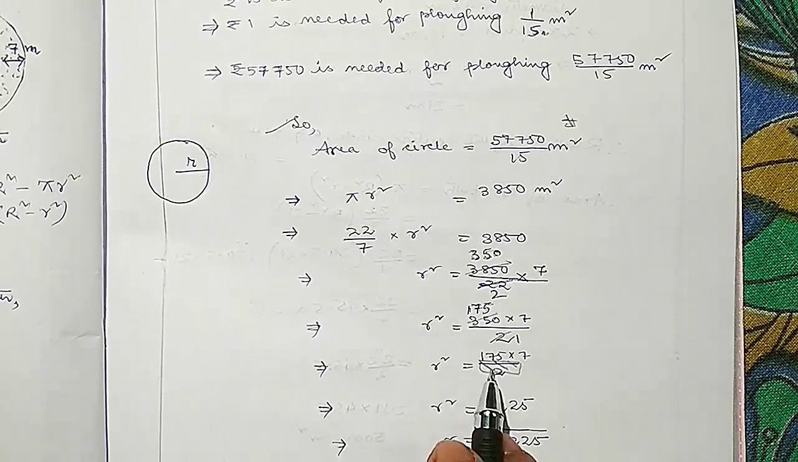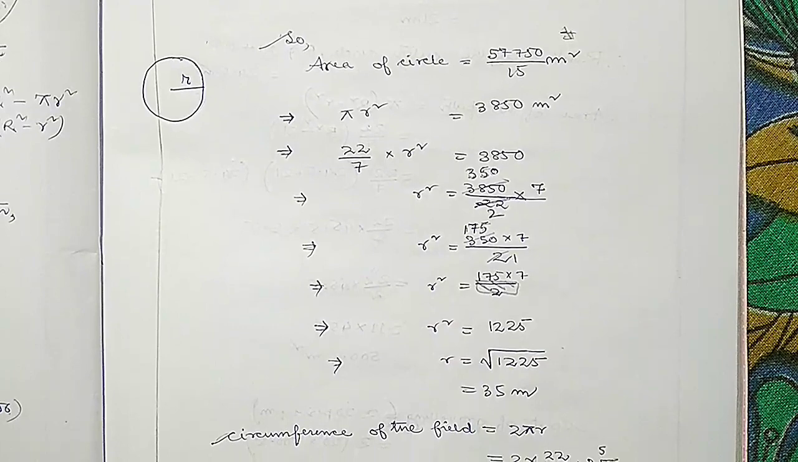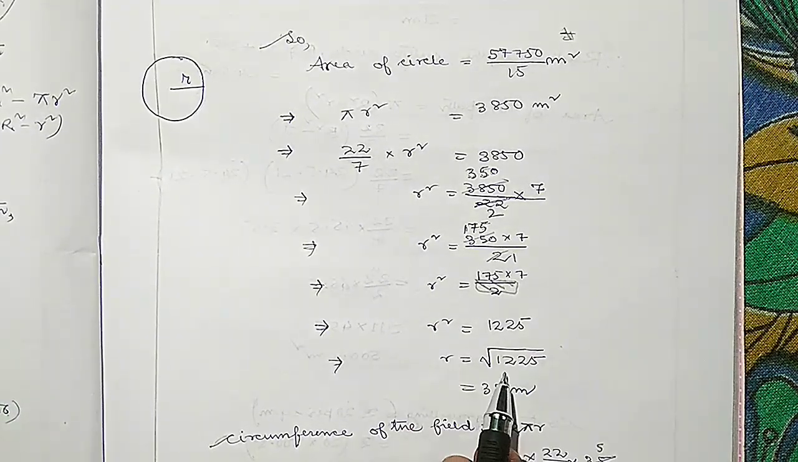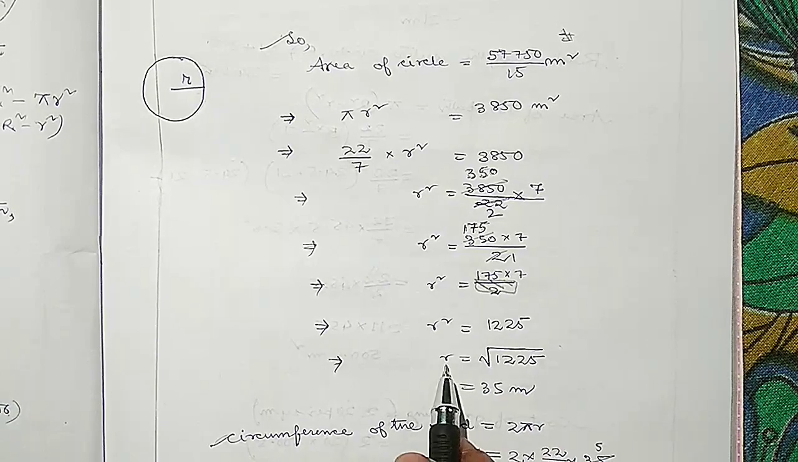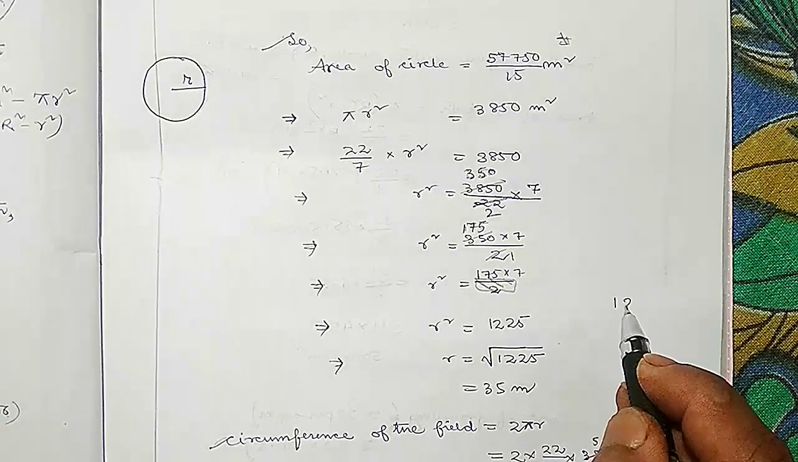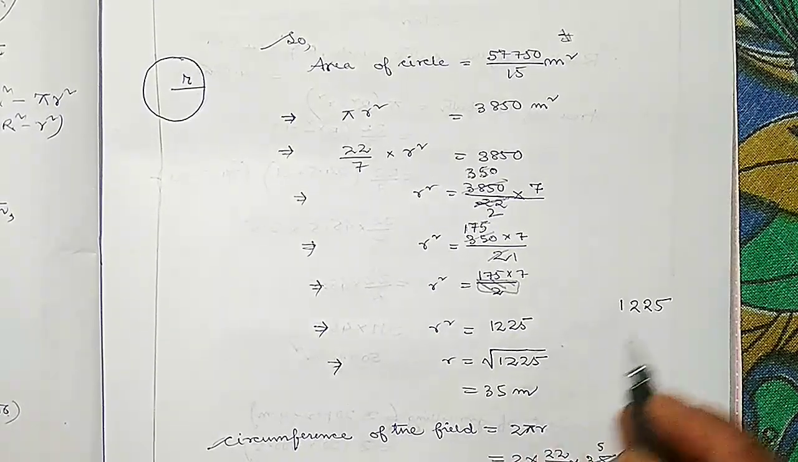So r square is, if I multiply 175 and 7, I am going to get 1225. And if we take the square root of 1225, we are going to get 35 meter. Therefore radius of the park is 35 meter. Now 1225, some of you are confused how I got 35 from 1225.